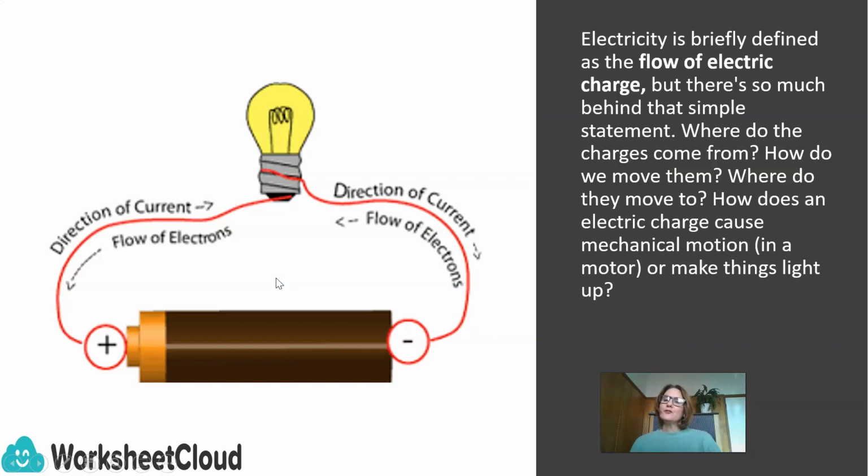So, electricity is briefly defined as the flow of electric charge. But there's so much more behind that simple statement. Where do the charges come from? And how do we move these charges if you look at them over here? Where do they move to? How does an electric charge cause mechanical motion in a motor or make things light up, like over here in this simple circuit diagram?